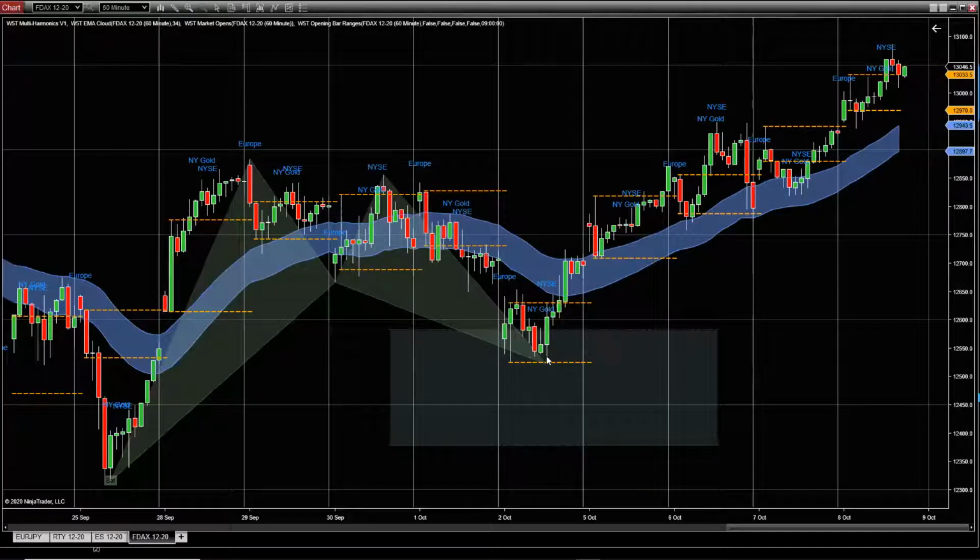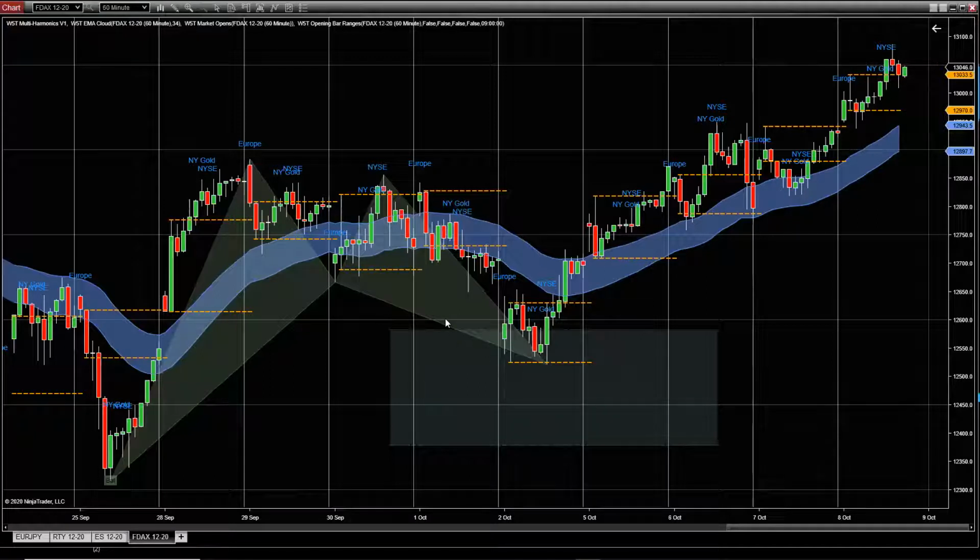Look where that bottom finds. It's actually at the New York Gold Pit Open, okay? And then we got the New York Stock Exchange Open, and then we start to move up. Where's the long going to be? I'm going to use my 34 EMA for that long. I'm trading 60 minutes. I can trade this. I can swing this, okay? It's a 60-minute time frame.